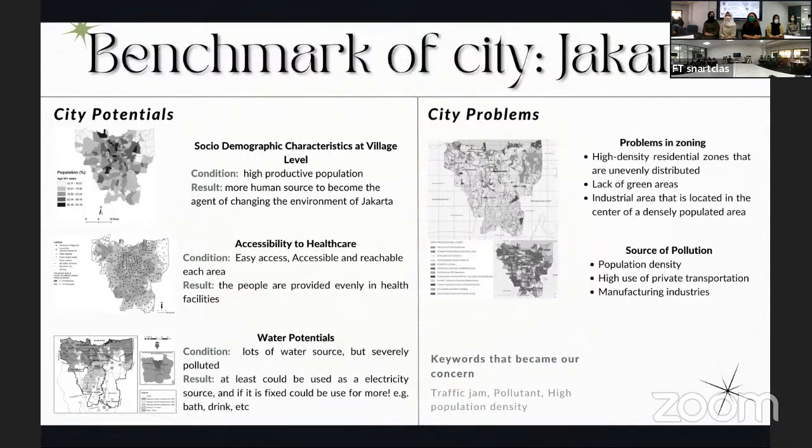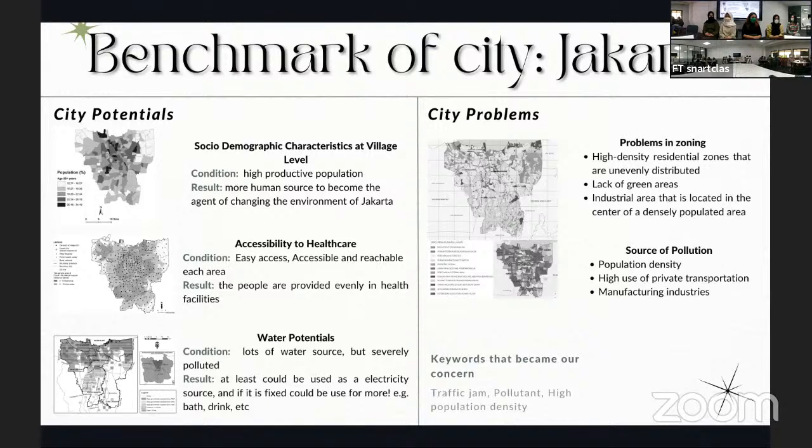As far as we know, Jakarta has been our capital city for a long time. Many people come here for several reasons, like working, studying, etc. First, I'm going to talk about the potential of the city. Jakarta has a socio-demographic characteristic at the village level, where we know that there are a lot of people in Jakarta. But we're going to look at it in a positive way first, because it means there will be more human agents of change in the environment of Jakarta.